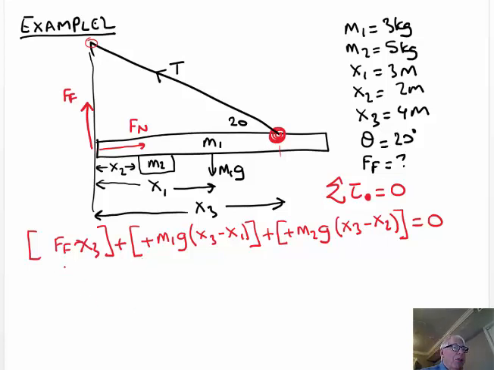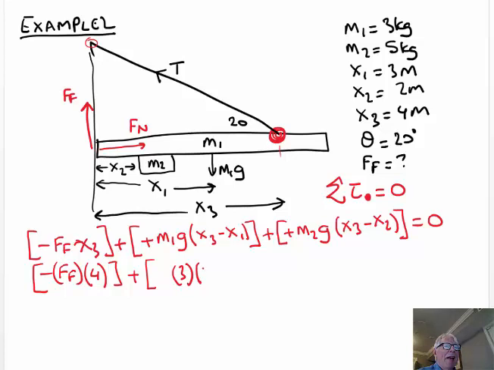And so I go, okay, let's put some numbers in. FF is what I want to find. FF times X3, which is 4. And we said that that's clockwise, so that should be negative. Plus M1 is 3 times 10 times X3, which is 4, minus X1, which is 3. 4 minus 3 is 1. It's that distance there, only 1 meter, and this is going to be a positive torque because it's making it go in a counterclockwise direction.